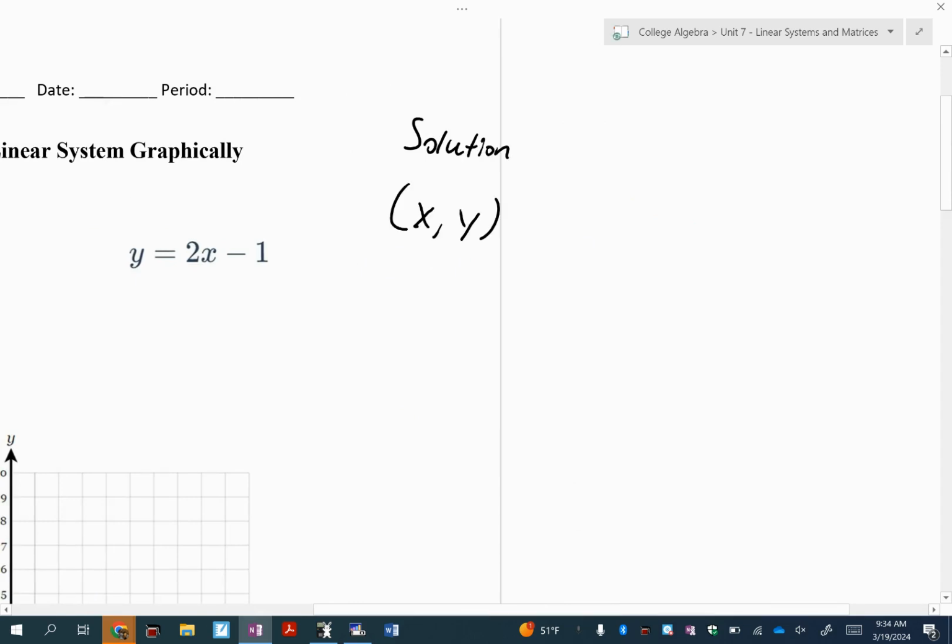Do you remember what we call this? It's an ordered pair. Nice. So I will be trying to find an ordered pair, like 1, -3, or -6, 0. Right? I'm trying to find an ordered pair.